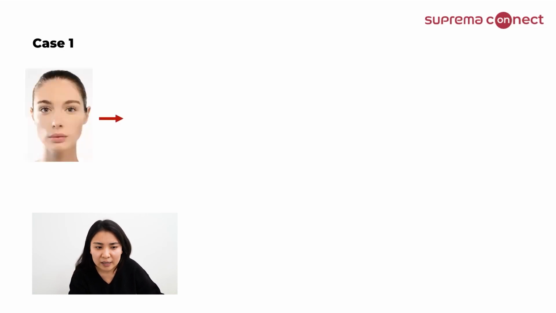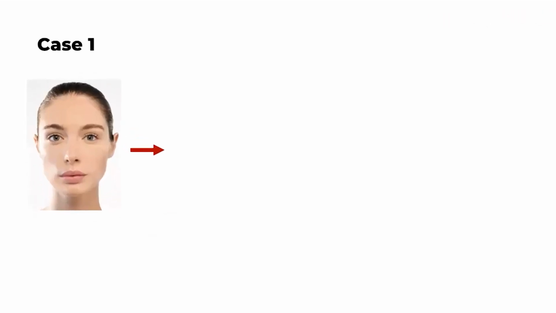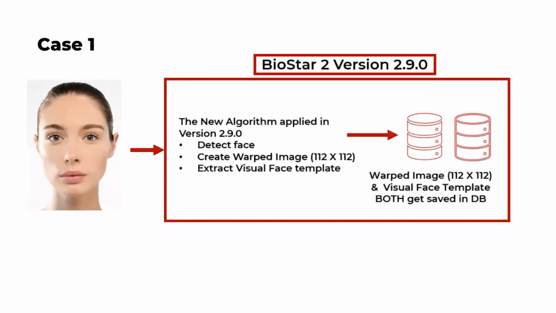So case 1: let's say you have an image of a user, and you use BioStar 2 version 2.9.0 to add this user image. The new algorithm applied in version 2.9 will detect the face of this user, create a warped image of size 112 by 112 pixels, and extract the visual face template. Both this warped image and the visual face template are saved in your database.